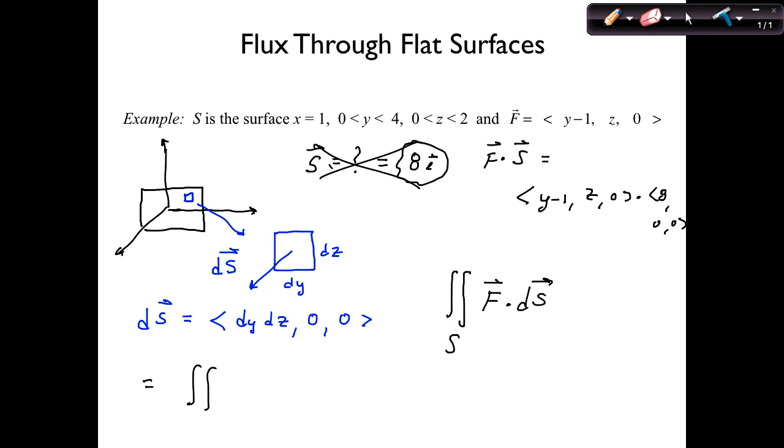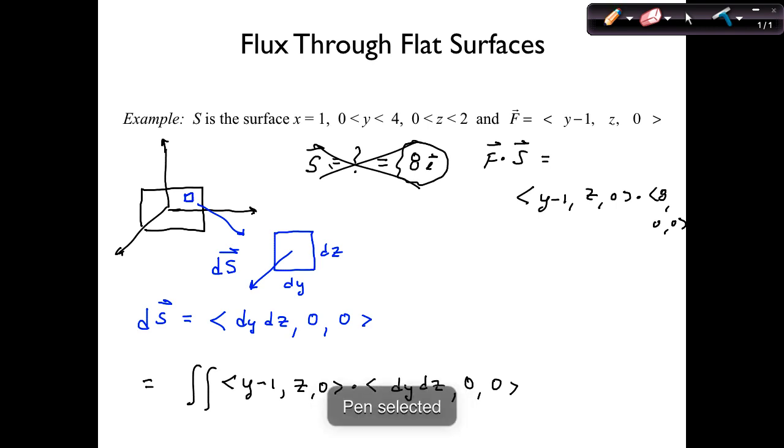Yeah, so no, that'll become part of the dot product. It's already there, right? So what is F? y minus 1, z, 0, and then we do dot, dy dz, 0, 0. So don't erase this on your paper. Keep that on your paper. I just need room. Okay, so what do we get? We get the integral of y minus 1 times.